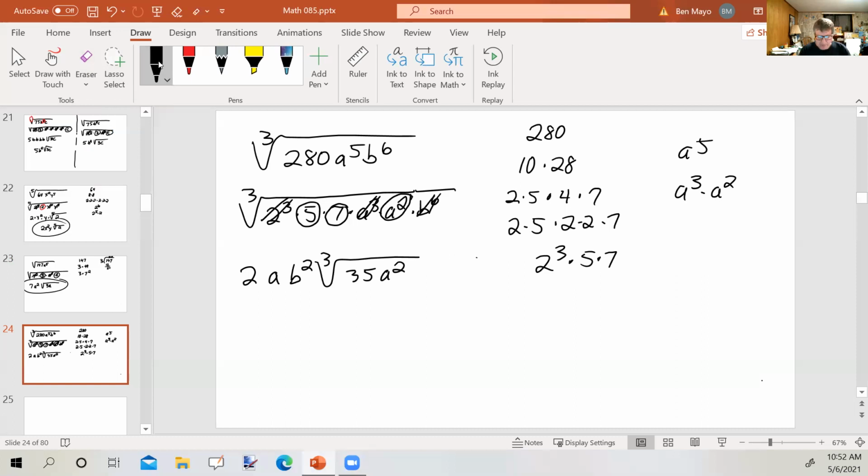All right. So there you go. We've simplified the radical. We've kicked out all the cubes. The leftovers are still inside.